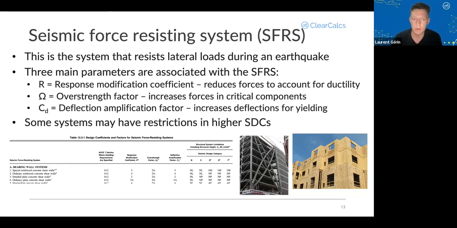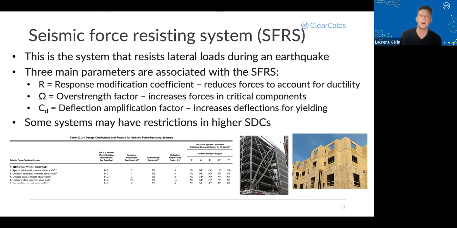And quite often it can be like a big reduction. Like we're talking, you know, you go from 100 kips to 20 kips. You know, you're cutting it down by a factor of five, sometimes even more. So very important factor, has a huge impact on your design and the forces that you're going to have to design for. Next is the overstrength factor.